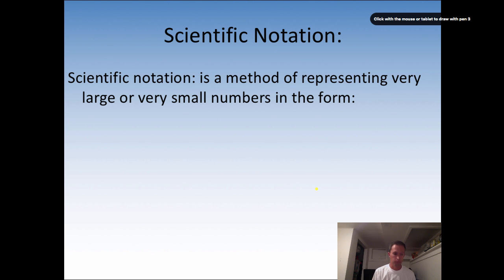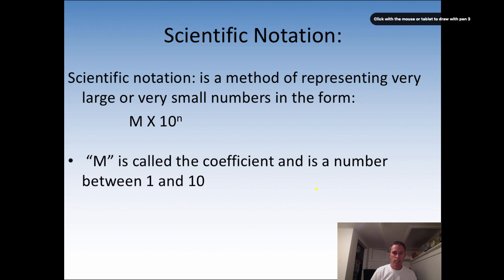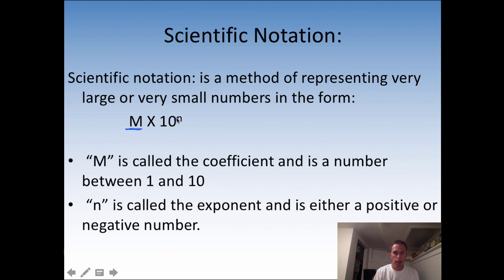Scientific notation, if you're following along in the guided notes, you would write this down, is a method of representing very large or small numbers in this form: m times 10 to the n. This m right here is called a coefficient, and it's always a number between 1 and 10. It has to be a number between 1 and 10. The n up here is called an exponent, and it can be either a positive or a negative number.